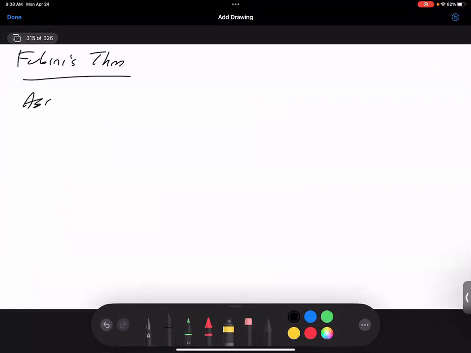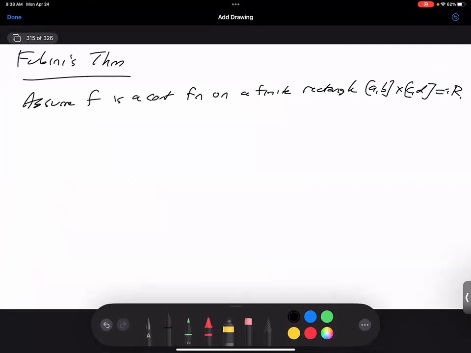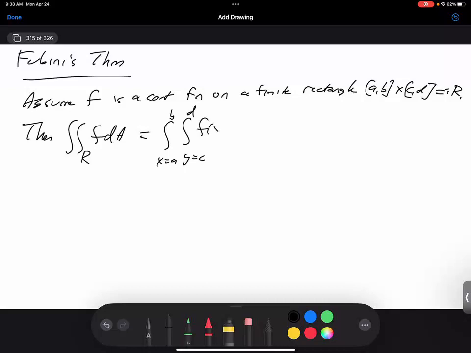So assume f is a continuous function on a finite rectangle [a,b] cross [c,d], and we'll define that to be R. Then the integral over R of f dA is equal to the integral x goes from a to b, y goes from c to d, f of x, y.